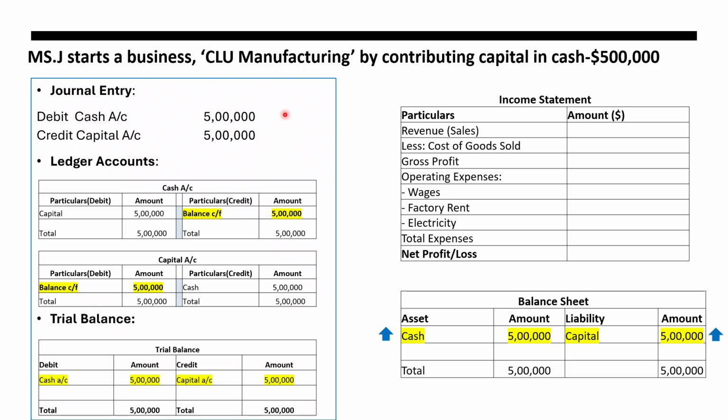However, this transaction has an impact on the balance sheet because cash account is an asset. So your asset has increased by 5 lakhs and capital account is a liability. Liability has also increased by 5 lakhs, thereby balancing the balance sheet. So here in the balance sheet, the asset side is equal to the liability side. It has to be that way. Balance sheet, both sides have to tally.